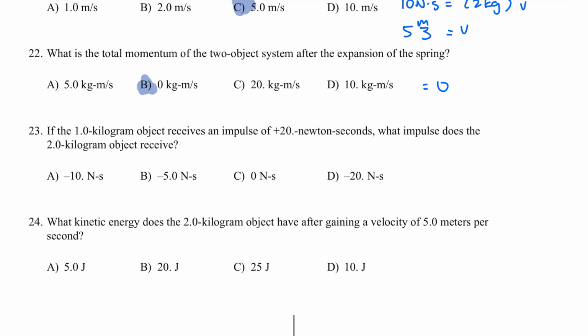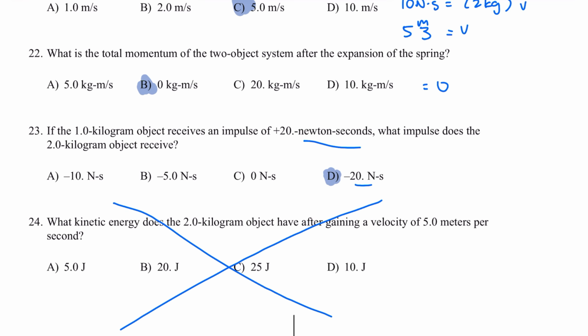23. If the 1 kilogram object receives an impulse of plus 20 Newton seconds, what impulse does a 2 kilogram object receive? So, since the momentum of both objects are the same, the impulse of both objects are also the same. So, the impulse of both objects will have the same magnitude, but since they're pushed apart in different directions, one of the values will be negative. So, our answer here is going to be D, negative 20 Newton seconds, because it's the same magnitude, just one is negative. And we're going to skip 24 because it's talking about kinetic energy, which we have not reviewed.